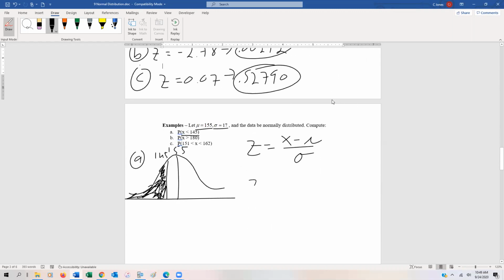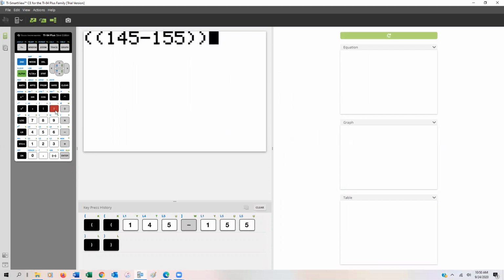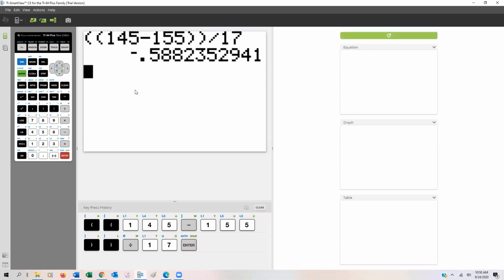And in this example, x is 145, mu is 155, and then we're going to divide that by the standard deviation, which in this case is 17. So let's plug that into our calculator. So we're going to say parenthesis 145 minus 155, and we're going to divide that by 17. I accidentally put 2 parentheses in here, so since I didn't want a syntax error, I just put 2 parentheses at the end. You really only need 1. All right, I'm going to hit enter.